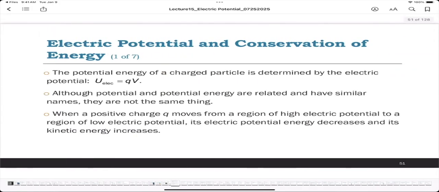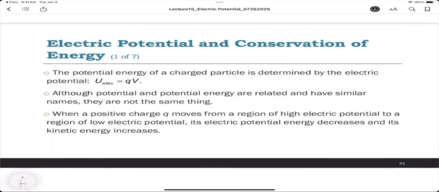The potential energy of a charged particle is determined by the electric potential. We talked about this in the beginning of this class. Although potential and potential energy are related and have similar names, they're not the same thing. We have already talked about electric potential and electric potential energy. It's not the same thing.